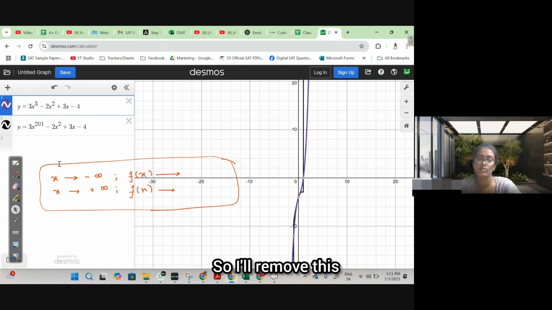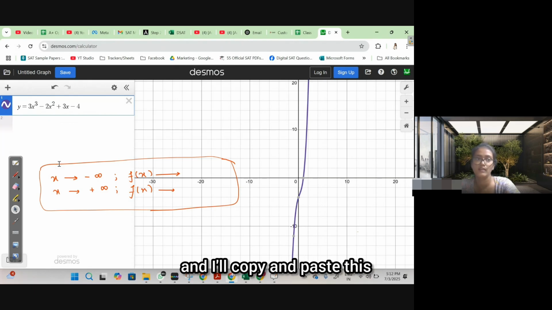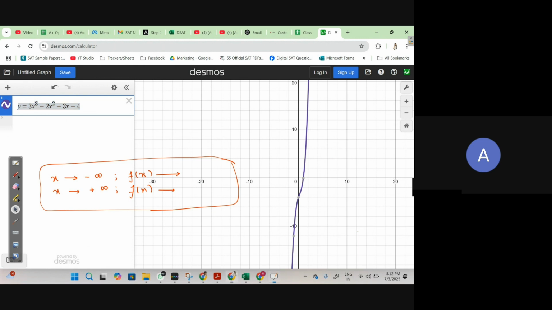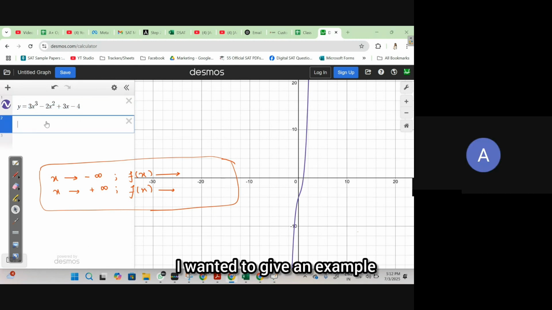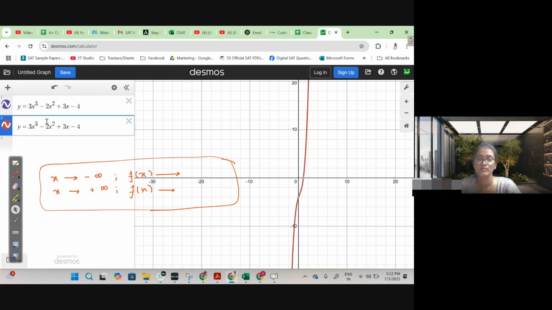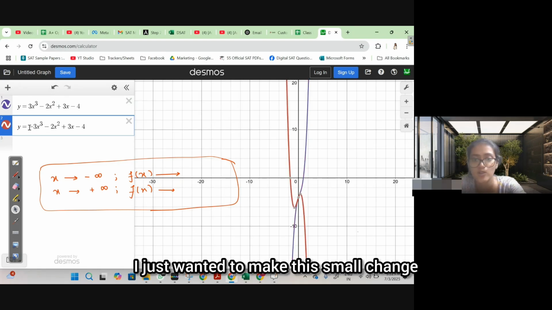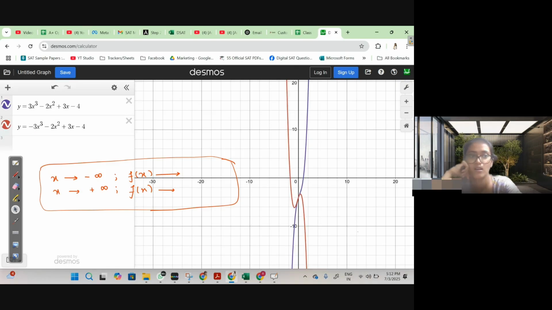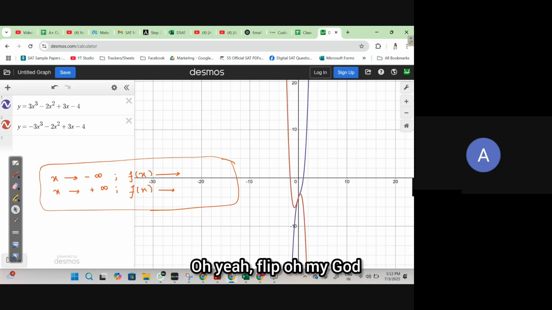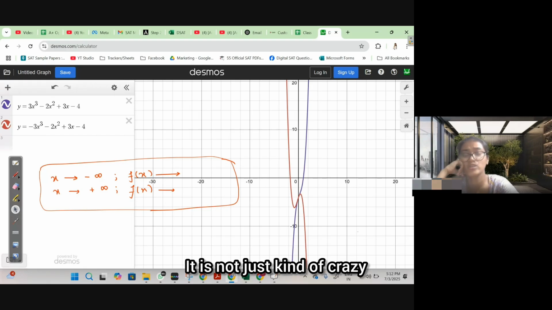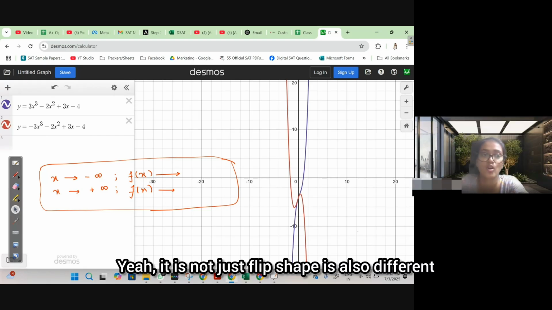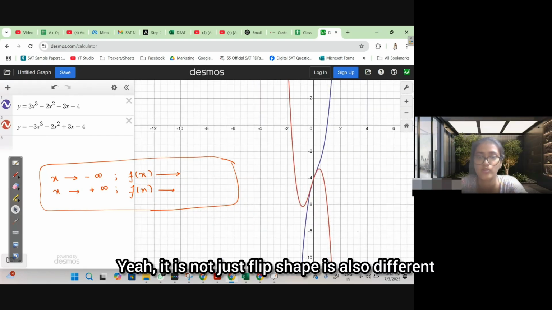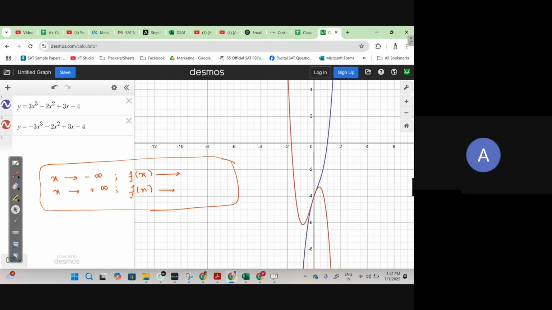So let's do that. I'll remove this and copy and paste this. And I want to give an example. I just wanted to make this small change and see what has happened. Oh yeah, flip. That looks kind of crazy. Yeah, and it is not just a flip. Its shape is also different. It's kind of dented.